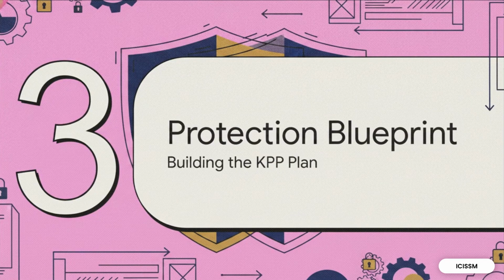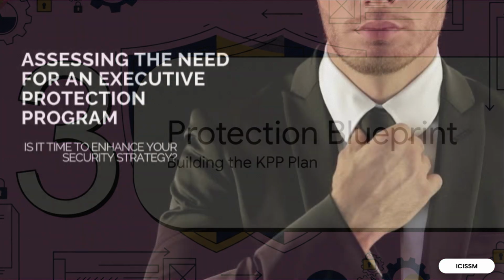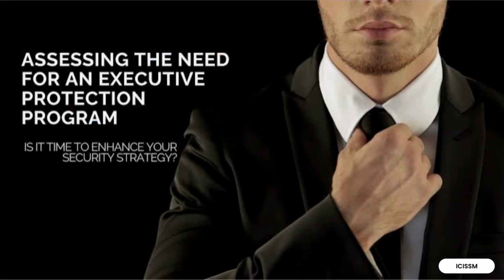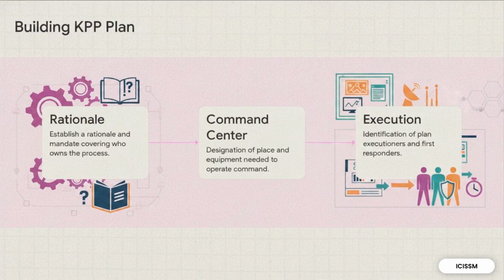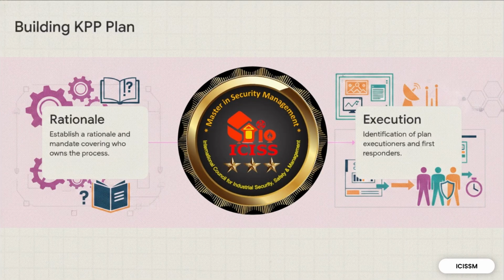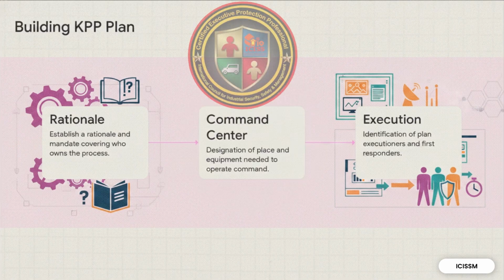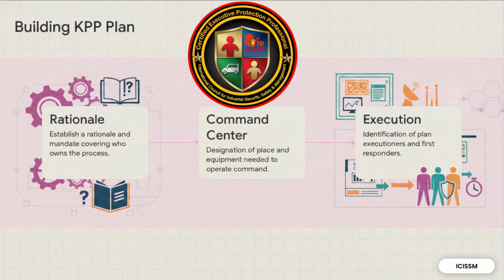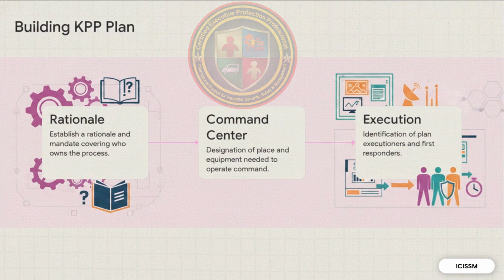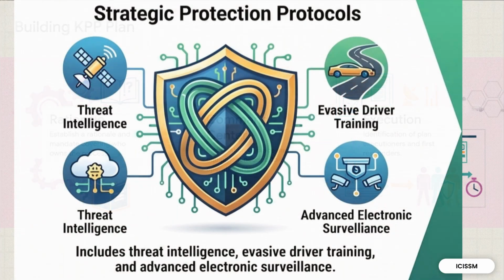Section 3. The protection blueprint and building the KPP plan. So, how do we actually build the organizational solution? You build a key personnel protection, or KPP plan, and it's highly methodical. Step 1. You establish a clear rationale, mandate, and scope of coverage: who owns it and who is covered. Step 2. You designate the exact command and control location and the equipment needed. Step 3. You identify the precise plan executioners, plus your first and secondary responders. Everything has to be mapped out perfectly.